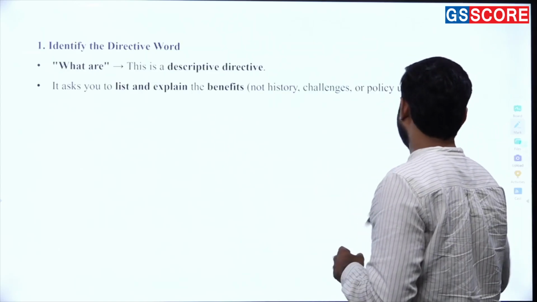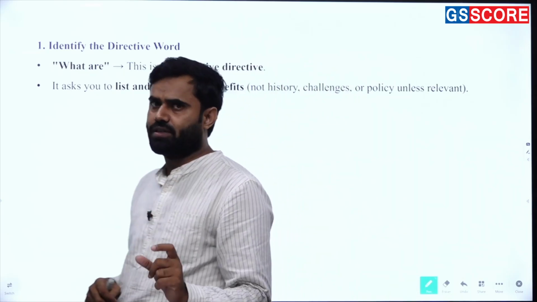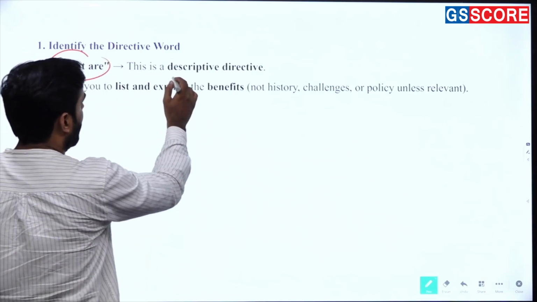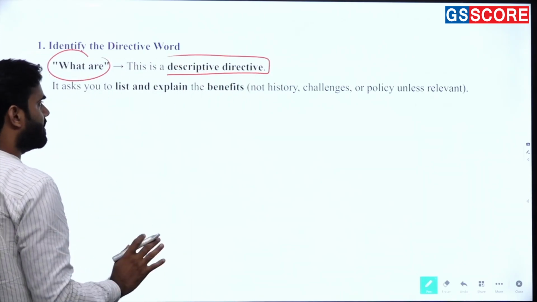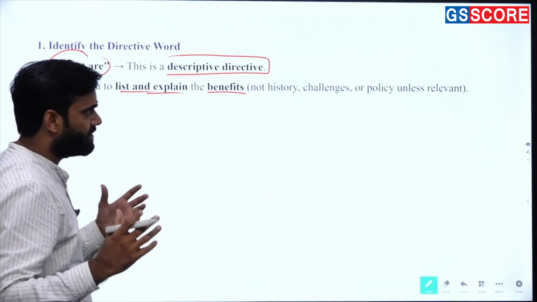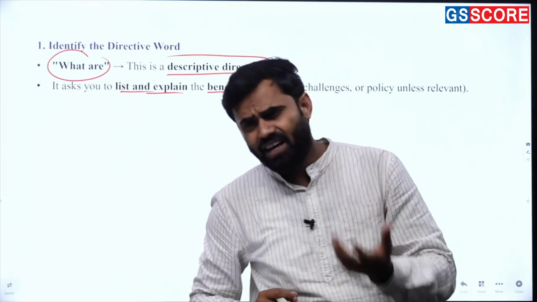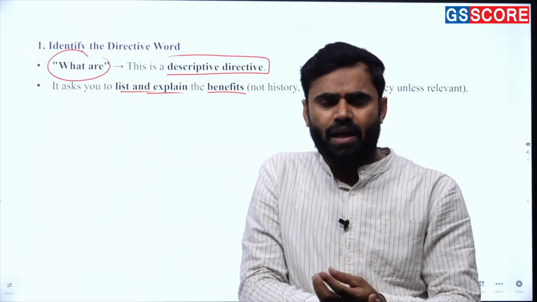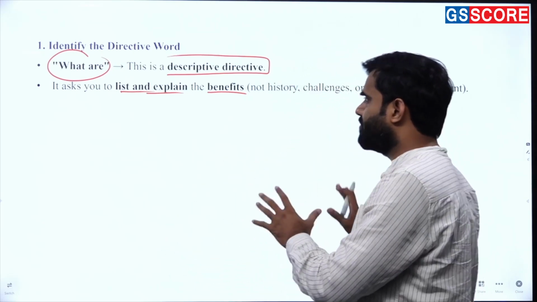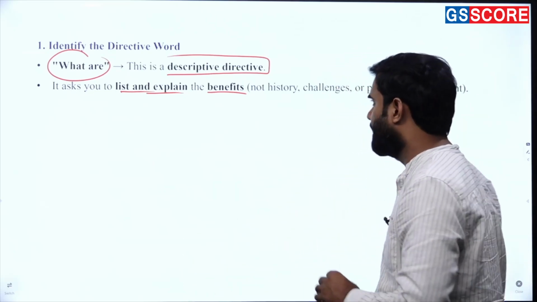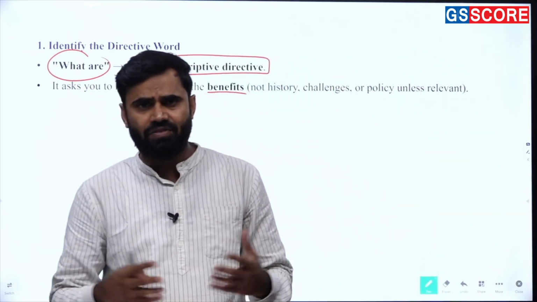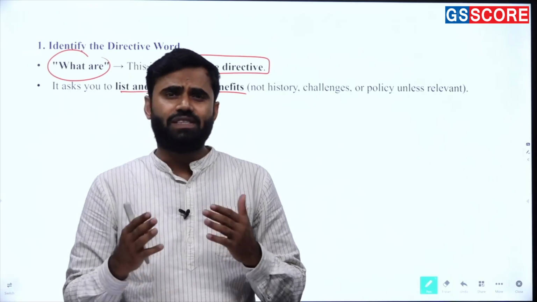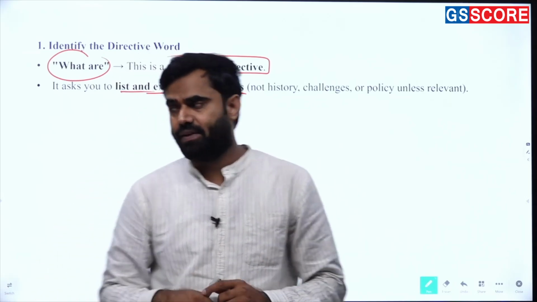Look, first of all, we have to identify that the question is using "what are". These are directive words, meaning you have to describe all these things. Getting my points? It means list and explain the benefits, not history, challenges and policy unless relevant. I have discussed many times that please avoid unnecessary words, extreme views and irrelevant knowledge. So whenever a question has what, why and how, these are directive words, meaning आपको describe करना है, you have to use the descriptive method.